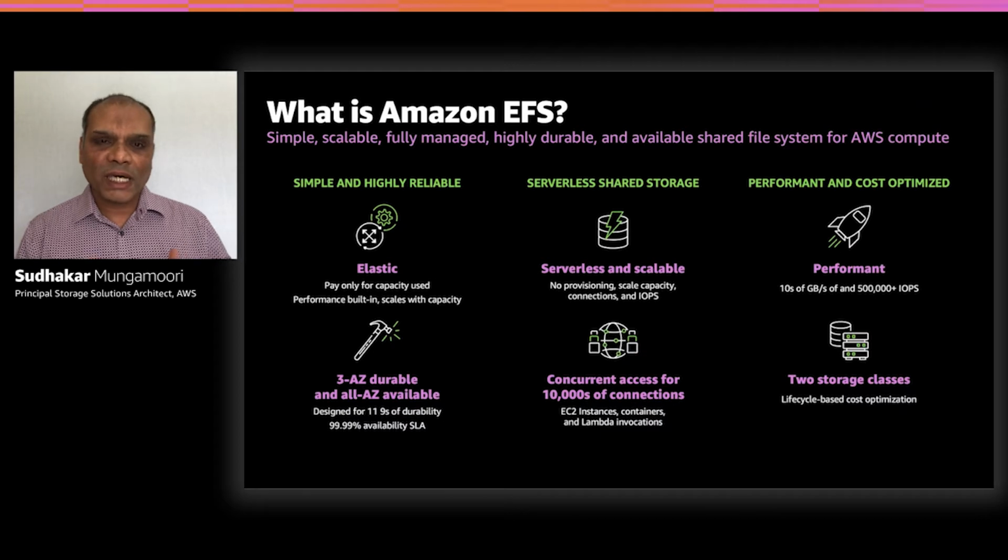It's highly available and durable. EFS is designed to be highly available, and we offer a 4 nines availability SLA, and it is designed for 11 nines of data durability in 3 availability zones. To achieve this durability, once the data comes in, we write it across multiple availability zones for you. This is all built into Amazon EFS by default.